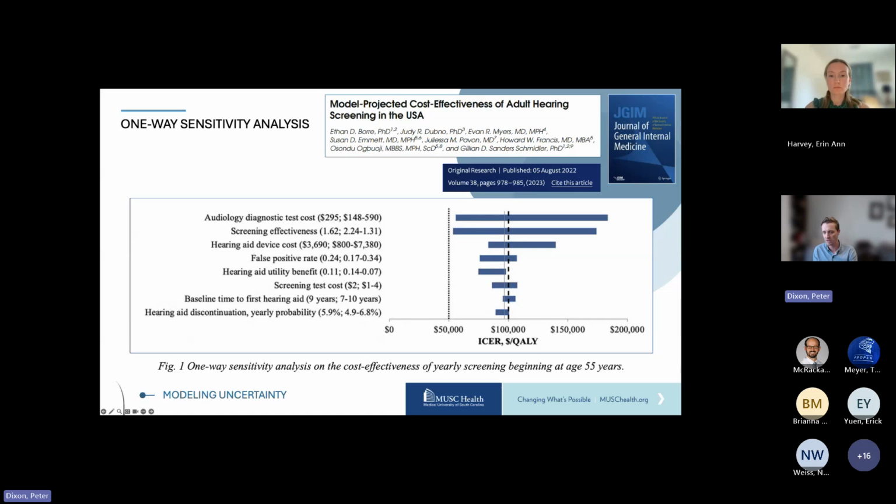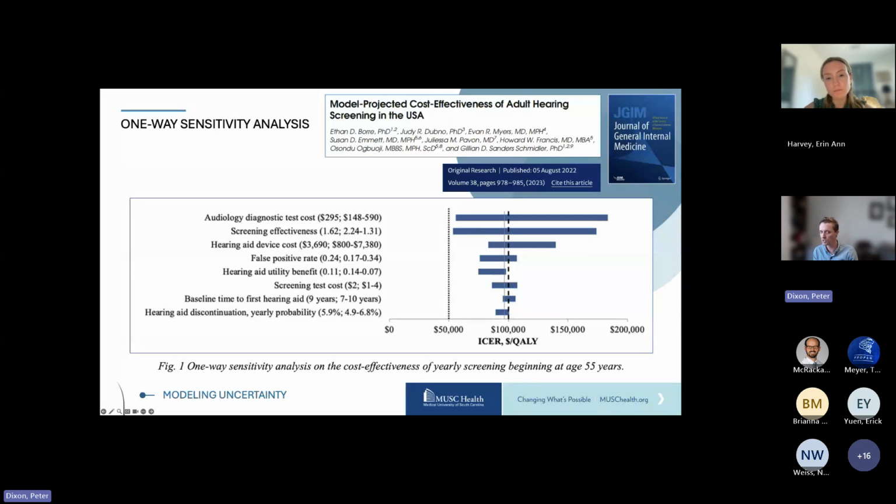So for each pair of ICERs, you need to do each individual parameter, and you vary it along the range of its plausible values, and we see how much it affects the ICER. And in this case, it looks like the cost of a diagnostic audiogram actually changed the ICER by quite a bit, up to almost $200,000 per QALY, from well below the willingness to pay threshold of 100,000.